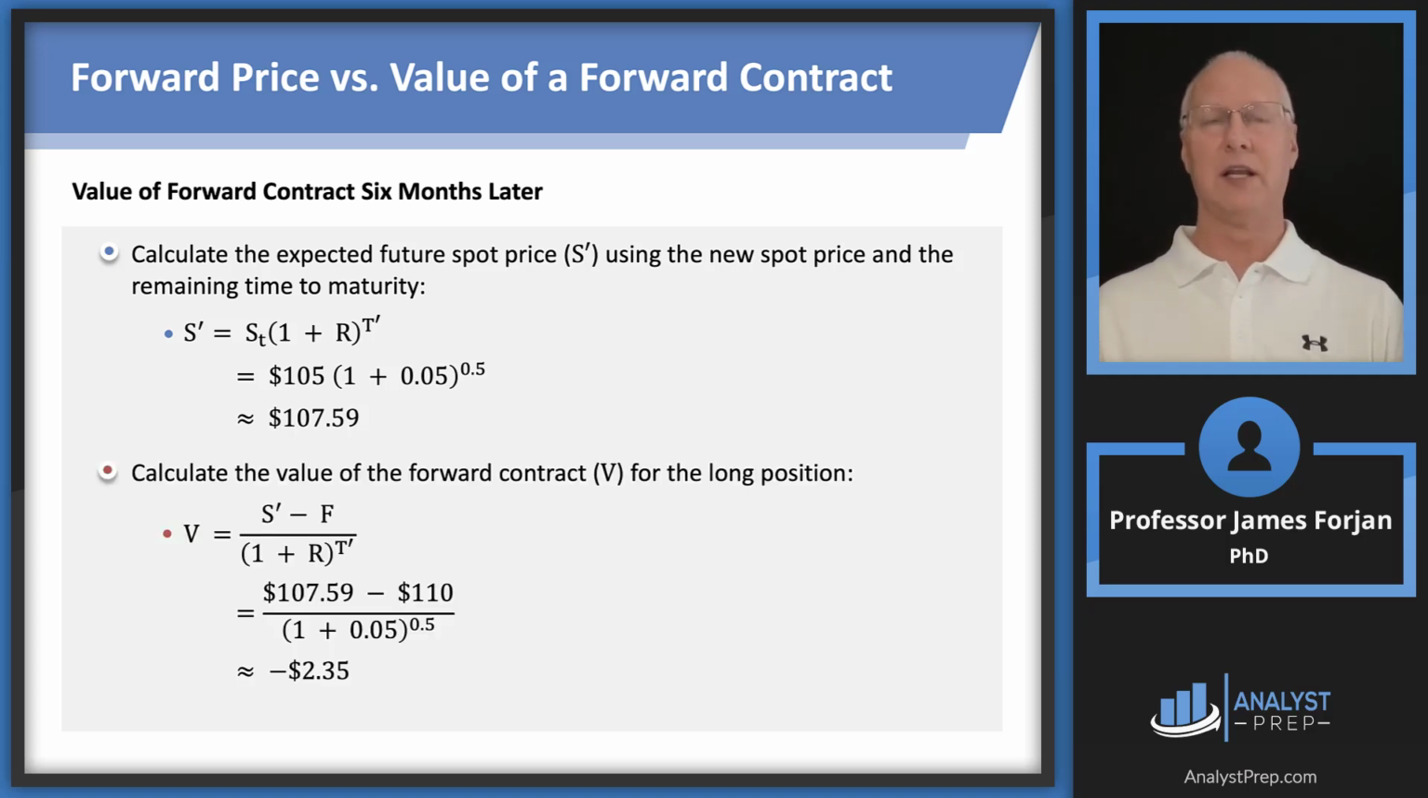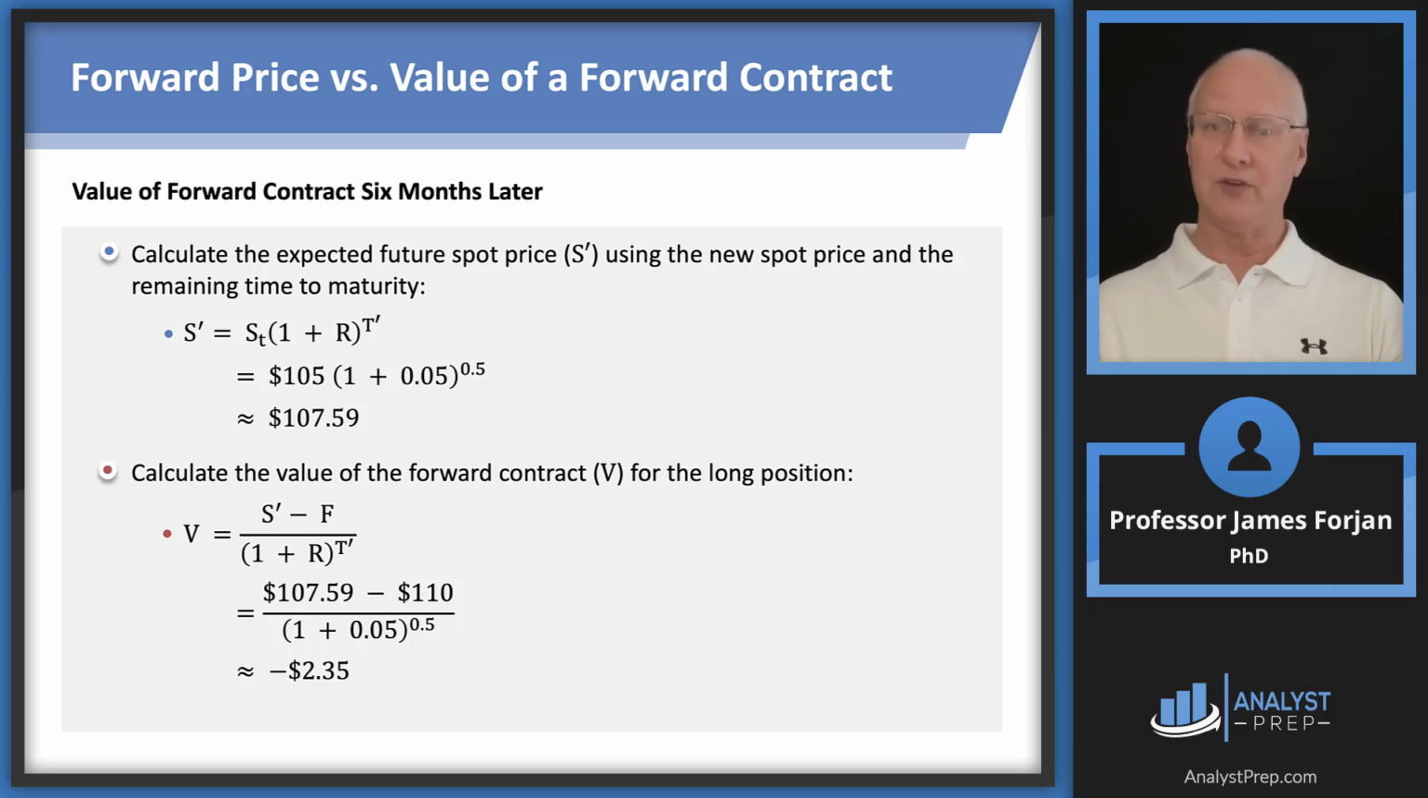So let's go ahead and calculate the value of this forward contract. Remember, in my grapefruit example, it was $1.20 and $3. So there was a $1.80, but we need to take the present value of that difference. So that's all we're doing there. We take the 107.59 minus that forward contracted price of 110, and then we discount it back 6 months at that 5%. So we get a minus 2.35. That's the negative value of the long position. So make sure you get that. Of course, the value of the short position would be a positive $2.35.